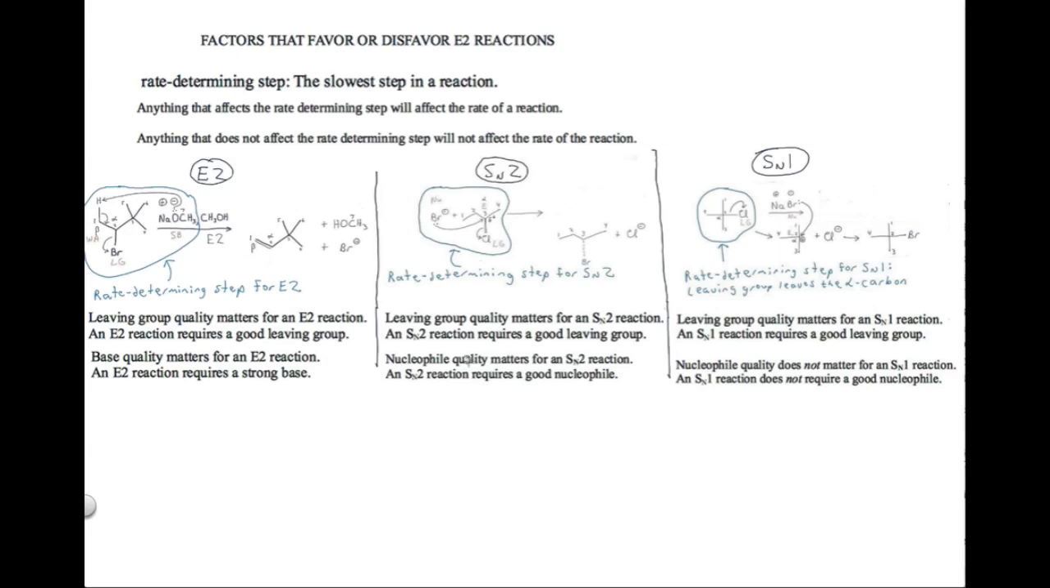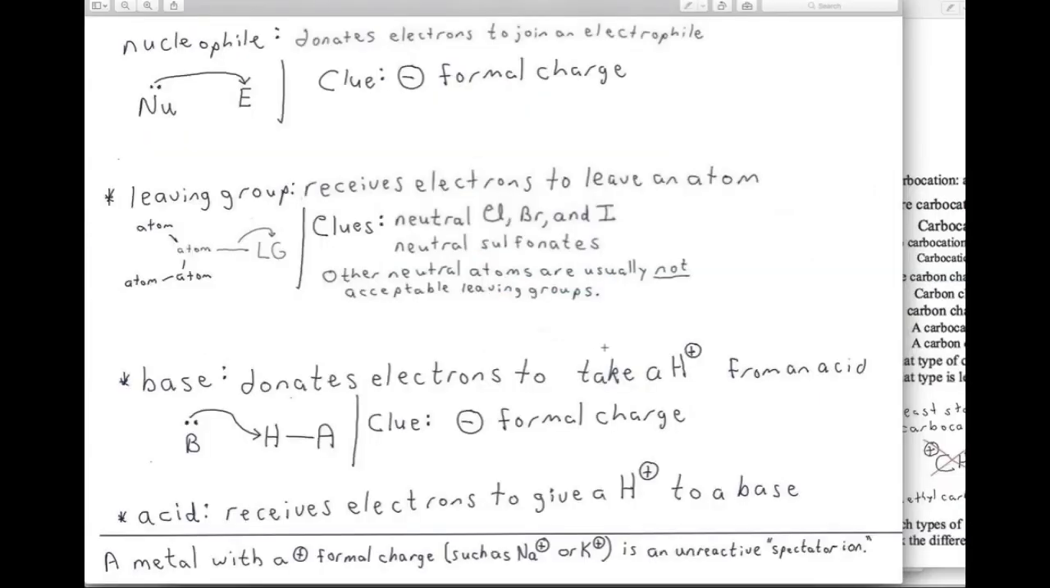Now, how can you tell whether a leaving group is a good leaving group or not a good leaving group? Well, here's what we discussed in the first video in this series. You should have memorized that neutral chlorine, neutral bromine, and neutral iodide are good leaving groups. You should have memorized that neutral sulfonates are good leaving groups. We've illustrated those ideas in the previous videos in this series. And you should also know other neutral atoms are usually not acceptable leaving groups.